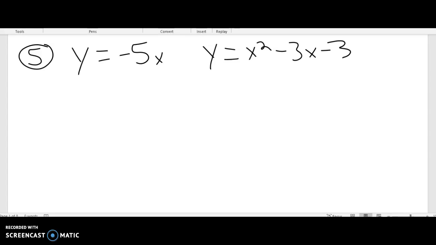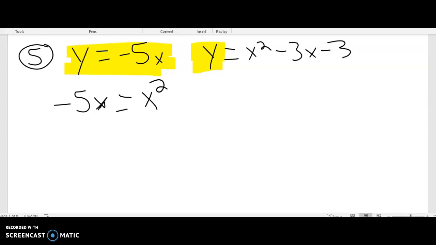So again, we are going to start substituting. They're telling us right here that y equals negative 5x. So in this equation, anywhere that we see y, we're going to put negative 5x in, which really means we're setting them equal to one another. So negative 5x equals x squared minus 3x minus 3. Now I need to combine all of my like terms so I can start solving this. That means I'm going to move the negative 5x over to be with the rest of the equation, so I'm going to add 5x to each side.